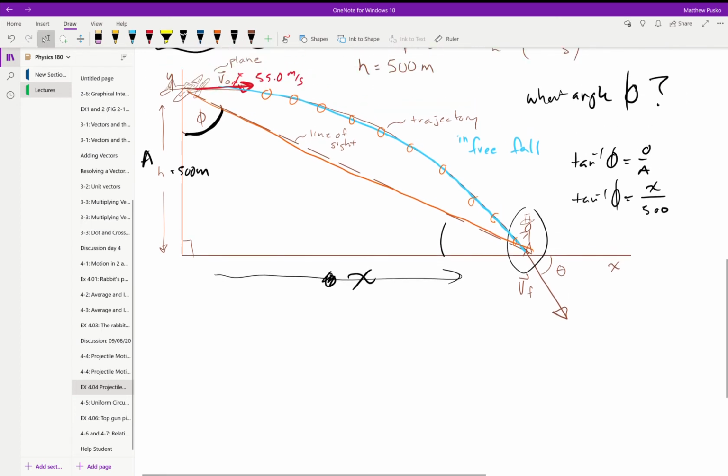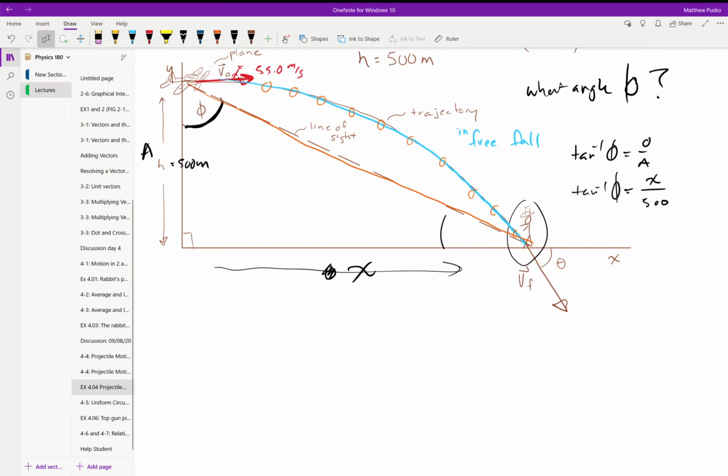And the first thing I would do actually on this problem is figure out the time to drop. How long is it going to take to hit?